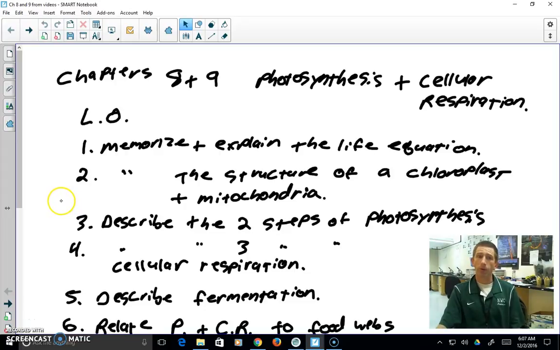So if you'll remember, in our first two videos, we did learning objectives, why I should care, and then a little bit of background with energy-carrying molecules. In this video, we are going to have some background on photosynthesis. We're going to dive right in, and we are going to be introduced to the life equation, and then we are also going to look at the structure of a chloroplast. So we'll be addressing learning objective 1 and learning objective 2.